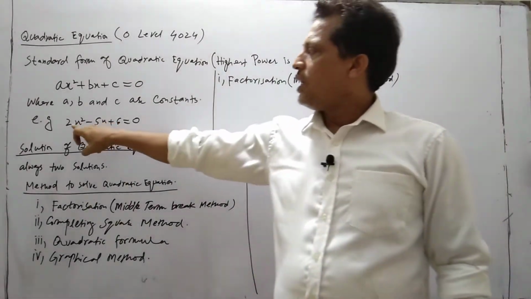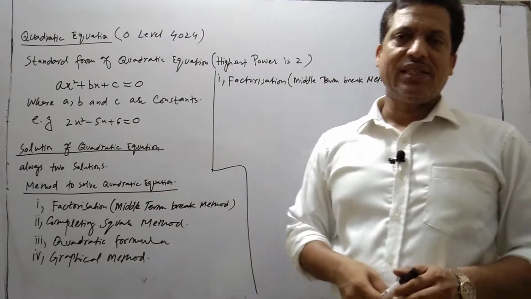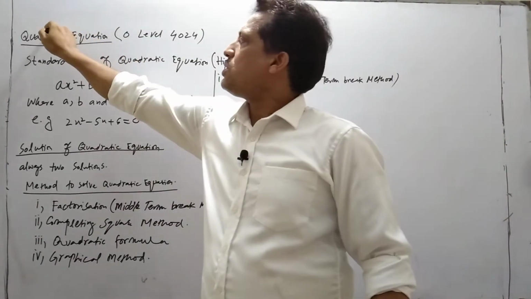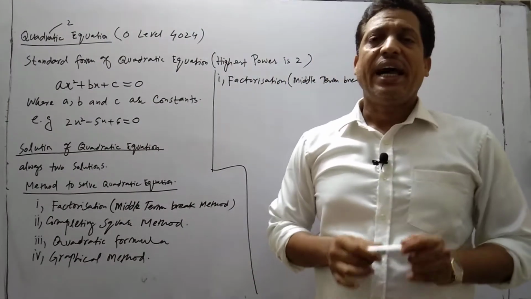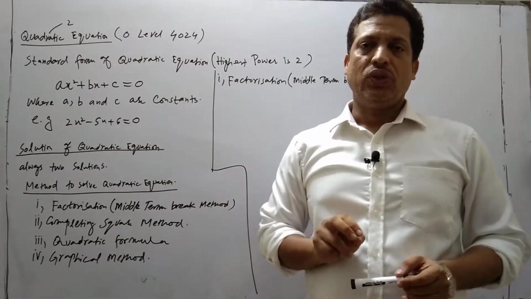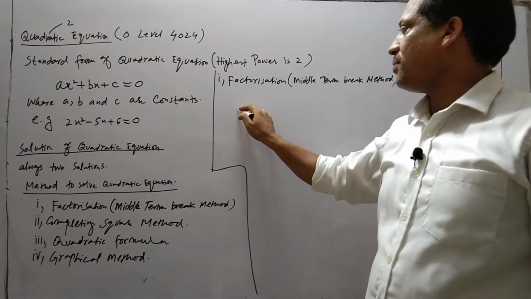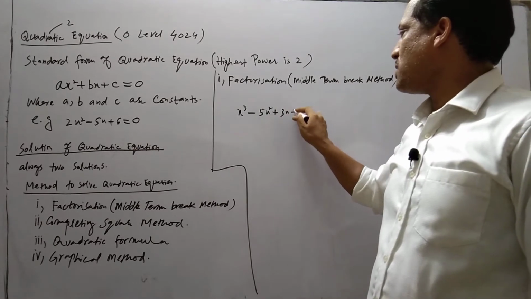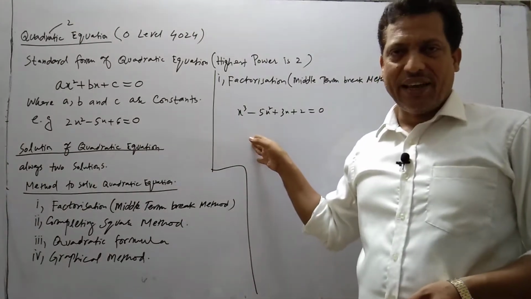For example, 2x² - 5x + 6 = 0. This is a quadratic equation. Students, quadratic means 2. So in a quadratic equation, the highest power of the variable is always 2. Then we call the equation a quadratic equation. For example, if I write x³ - 5x² + 3x + 2 = 0, this is not a quadratic equation.